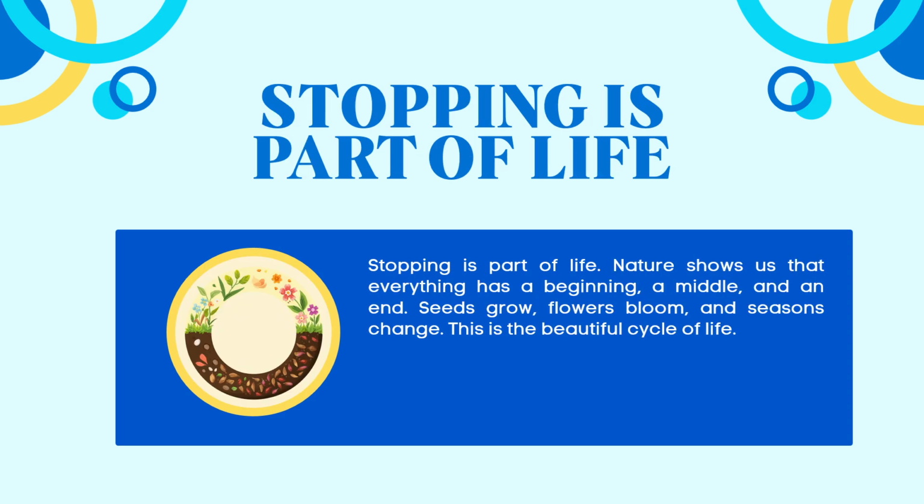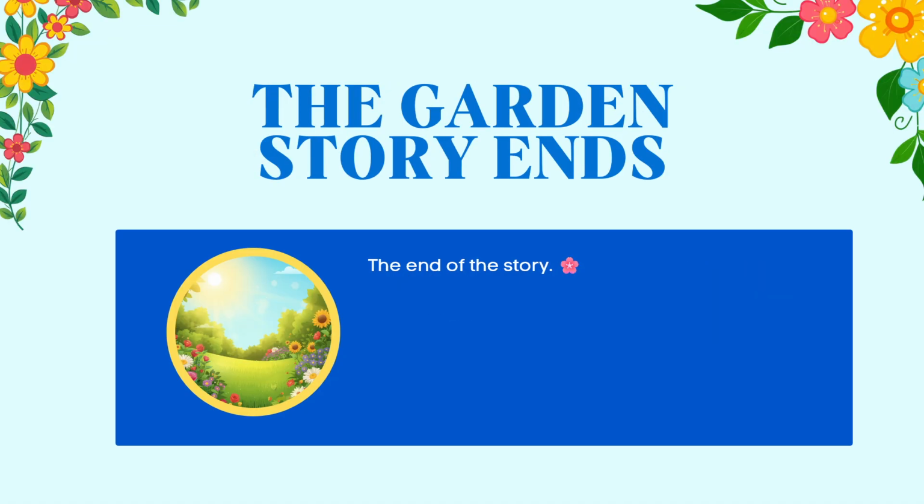In nature, stopping is part of life. Seeds stop being seeds and become plants. Flowers stop blooming and make new seeds. Everything has a time to start and a time to stop. This is natural. And so, the garden story ends. The gardener continued to care for her garden with wisdom and love. She knew that sometimes stopping something is part of growing.